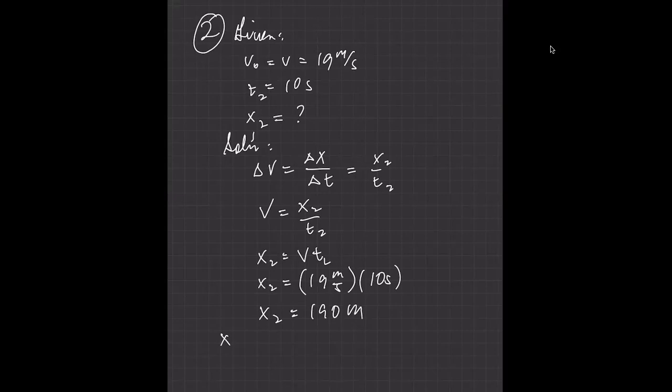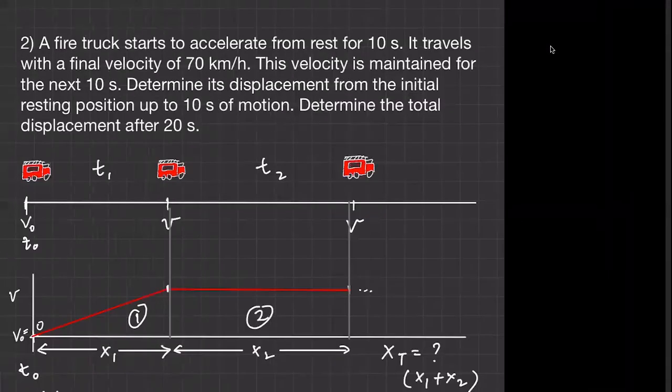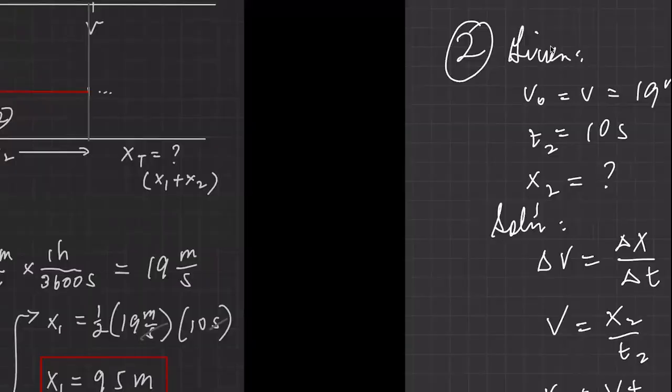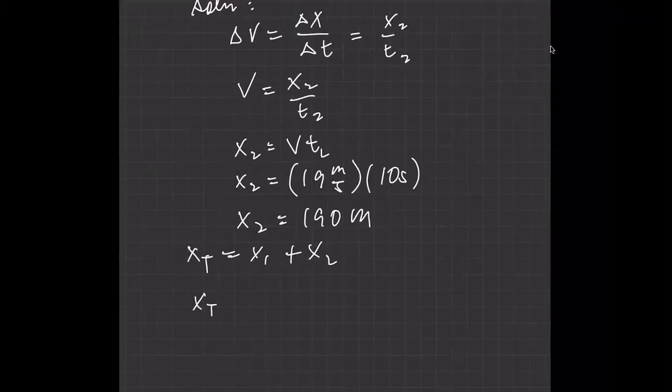So now the x total, which is x1 plus x2, let me maximize that. We know from x1 we got 95 meters. For x2 it is 190 meters. So our final is 285. I might have made a mistake. I think that's correct. 285 meters.